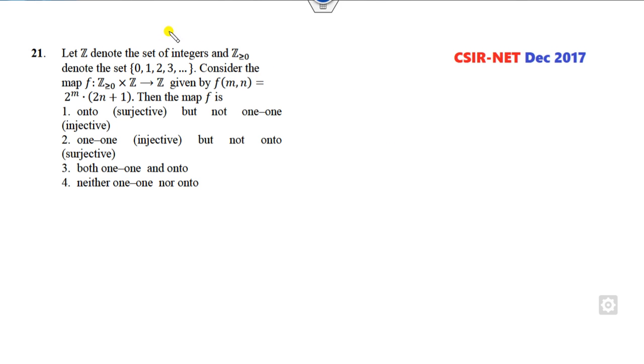So remember, whenever there is a question related to real analysis, your target is to discard the options instead of proving the options. Now how can you solve this first question? It is about one-one and onto. What is given to you? f is a mapping defined like this: 2 raised to power m, 2n plus 1. What is the meaning of one-one and onto?